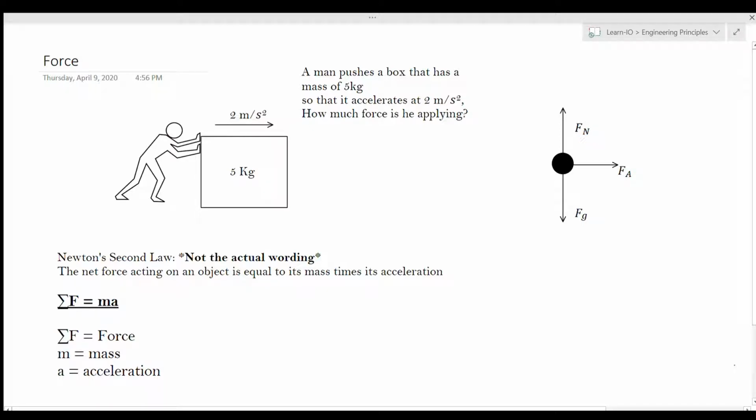Hello again, guys, and welcome back to the Engineering Principles course on Learn.io. Today we're going to be learning about force as part of our simple physics unit.